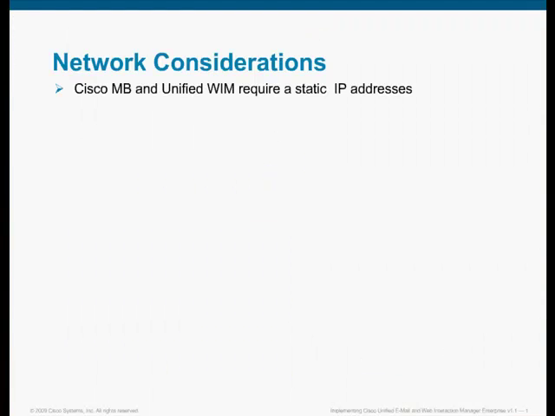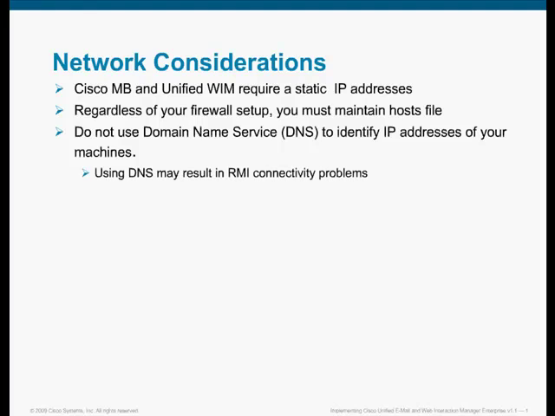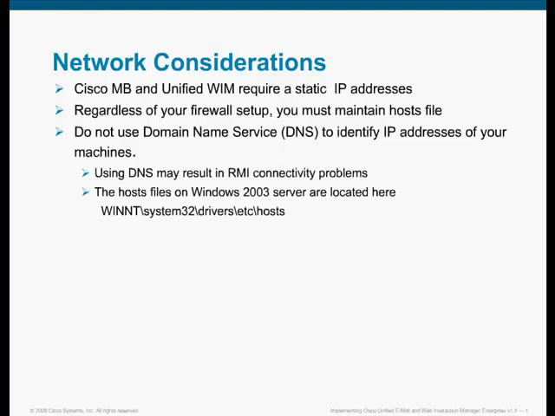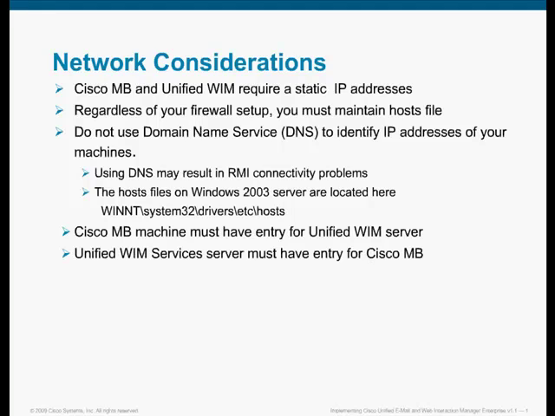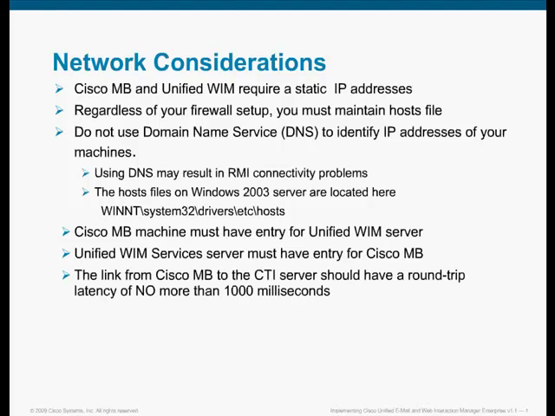Here are some network considerations when installing Cisco Media Blender. You will need to maintain host files on the servers running Cisco Media Blender and CIM Services server. Using DNS can result in RMI connectivity problems. Cisco Media Blender host file must have an entry for the CIM Services server. Likewise, the CIM Services server must have an entry for Cisco Media Blender. Also, the round-trip delay between the Cisco Media Blender and the CIM Services server should be no more than 1,000 milliseconds.